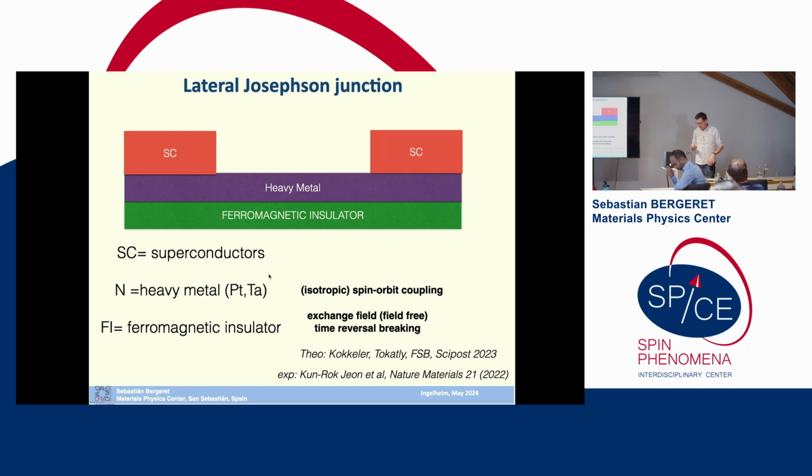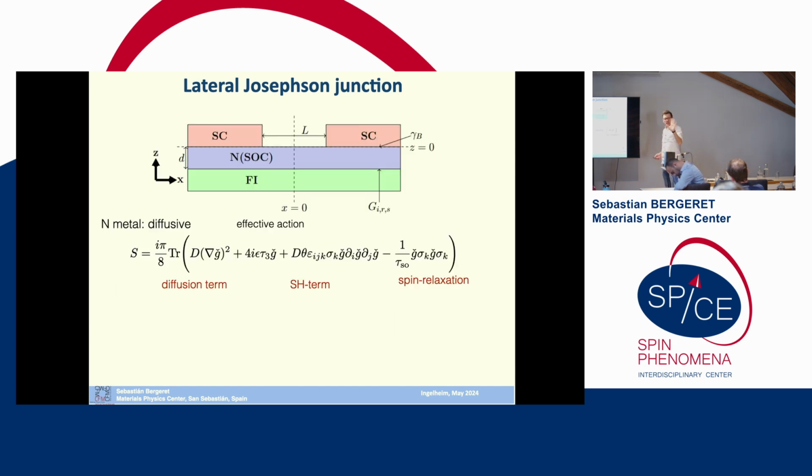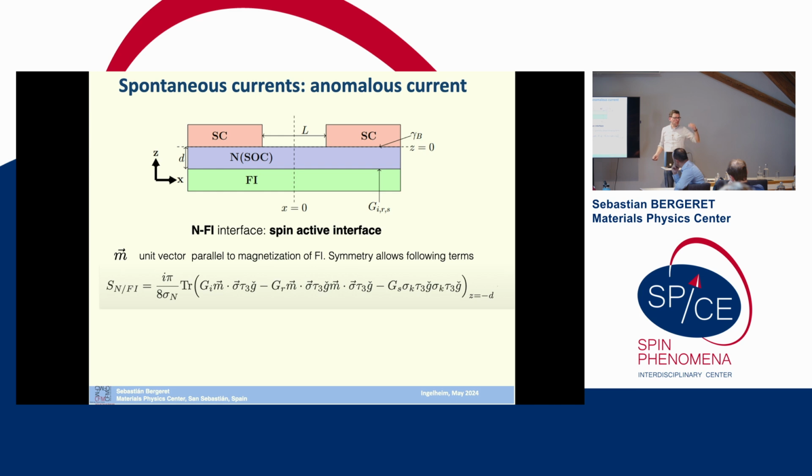So, very briefly, we write our equations. Here's our action. We have only isotropic spin Hall effect because it's platinum. We put some isotropic relaxation and some diffusion there. Then we have boundary conditions, an action for the boundary with the superconductor, which describes how superconducting correlations penetrate into the platinum. And then we have this interface between the platinum, or let's say the metal, and the ferromagnetic insulator, described by the typical terms.